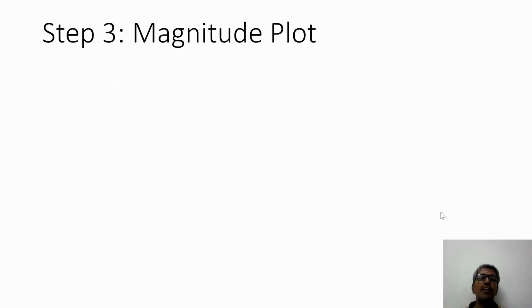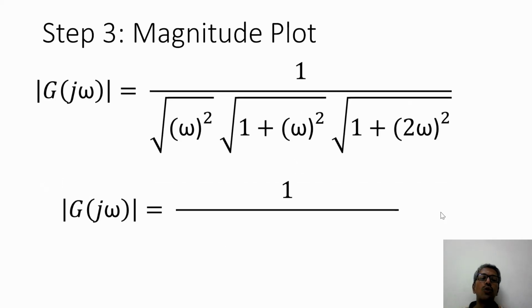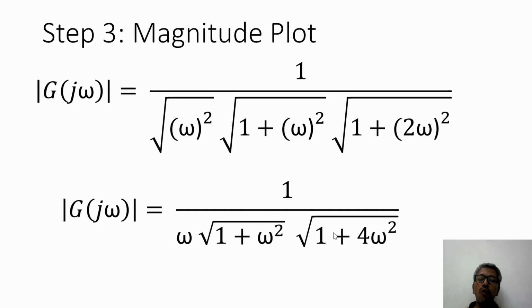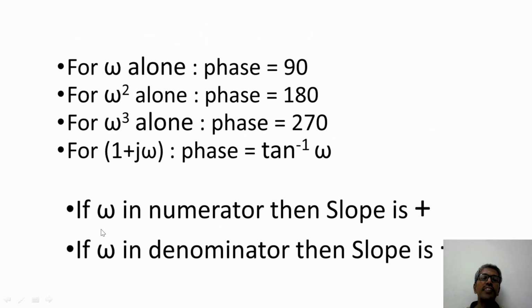To find the magnitude plot, root of omega square will become omega, then it will be 1 plus omega square. Next, root of 1 plus 2 omega whole square, that means 2 square becomes 4, so that will be 1 plus 4 omega square. So this is the formula for the magnitude plot.